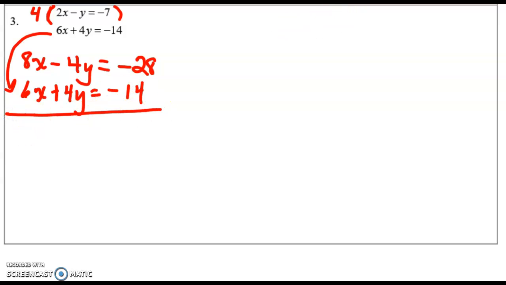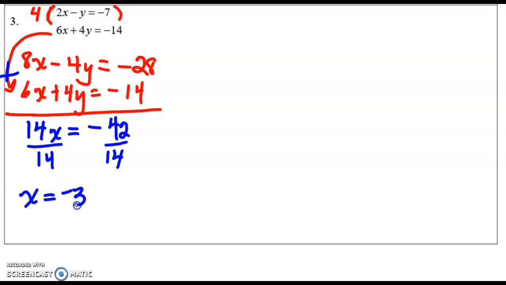Now I'm ready to add these two equations together, and by doing that, the y's will be eliminated, which is my goal. And this is -42 over here. When you divide both sides by 14, you get x is equal to -3. So I have one of my answers, which is awesome. I need to go back into one of the equations, doesn't matter which one you pick, and put in the -3 for x.